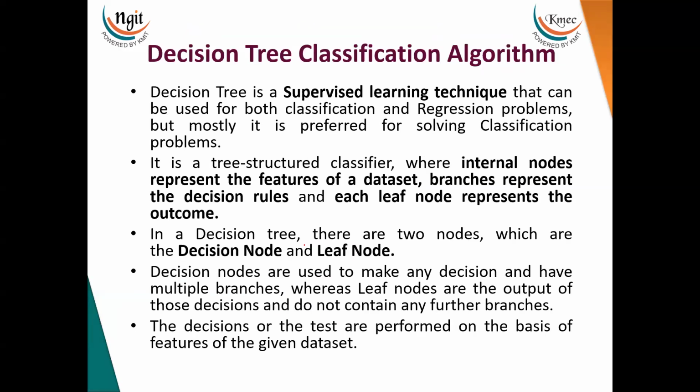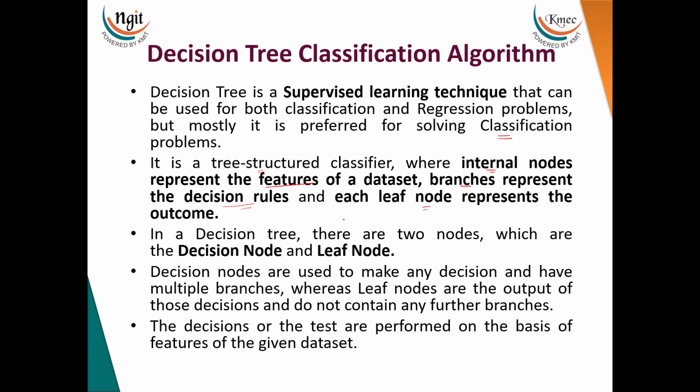Coming to the very first algorithm of non-parametric machine learning, the decision tree classification algorithm. As the name indicates, classification is a supervised learning technique. It can be used not only for classification but also for regression problems, but it is mostly preferred for solving classification problems. It is a tree structured classifier where internal nodes represent the features of a data set, branches represent the decision rules, and each leaf node represents the outcome.